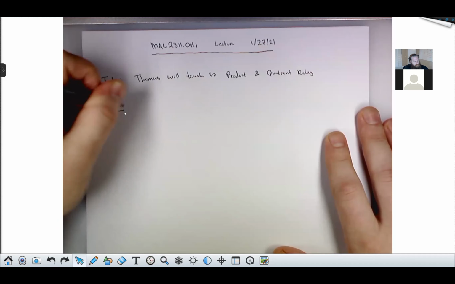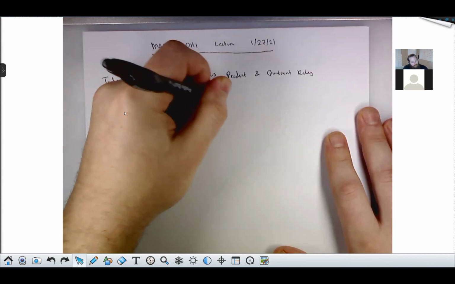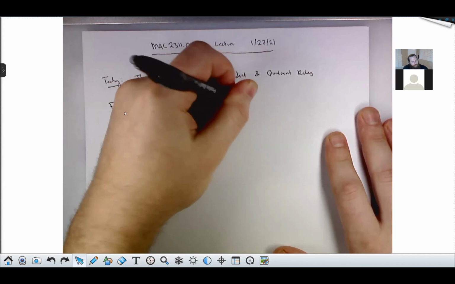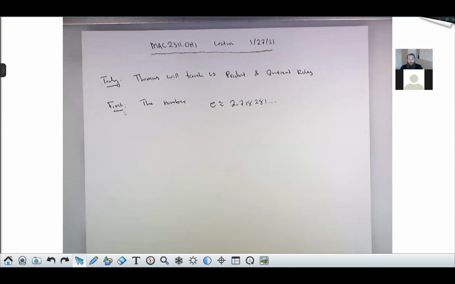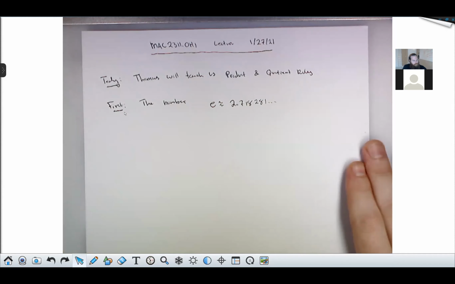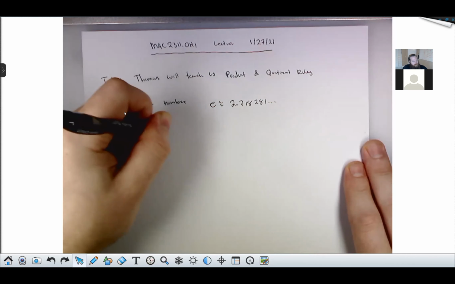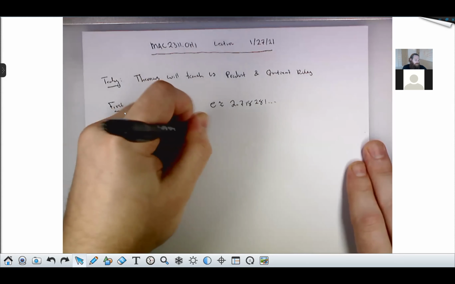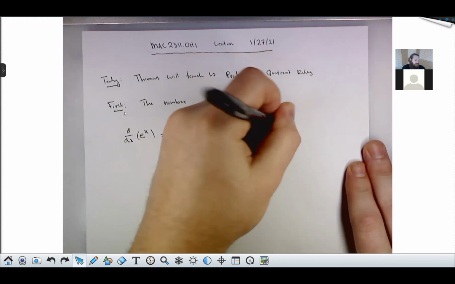First, though, the number e, which we know is irrational. It's like 2.71828 blah, blah, blah. It's a transcendental irrational number like pi. It's a special number because it's the base of the natural exponential. Like we saw from Tahara's lecture yesterday, the derivative of e to the x is e to the x, right? And this is why e is special.